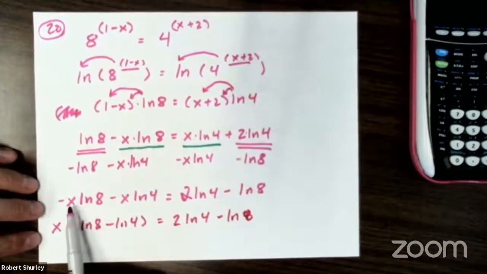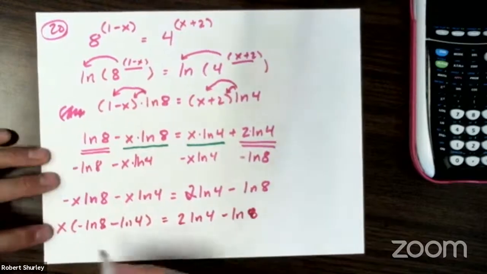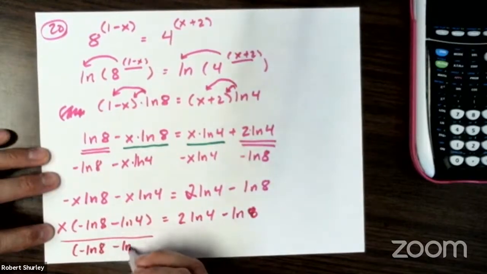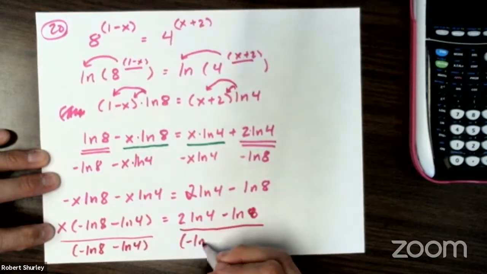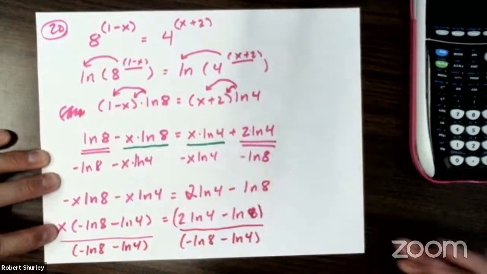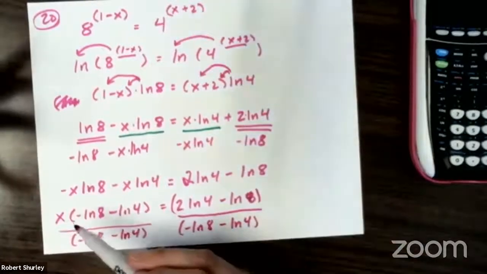And do you see how all I did was factor the x out? There's an x in both terms. It's a factor in both terms, so I can factor it out. And then I'm going to divide the negative ln 8 minus ln 4 on both sides. Holy cow, that could be our solution, okay? And that looks crazy, but that's what x equals.